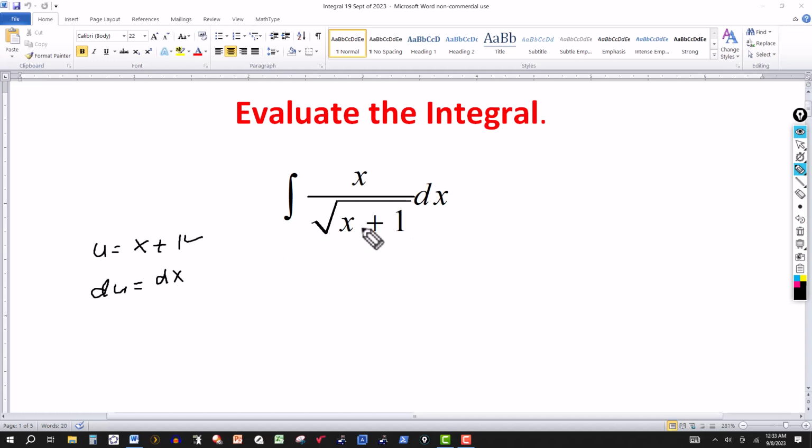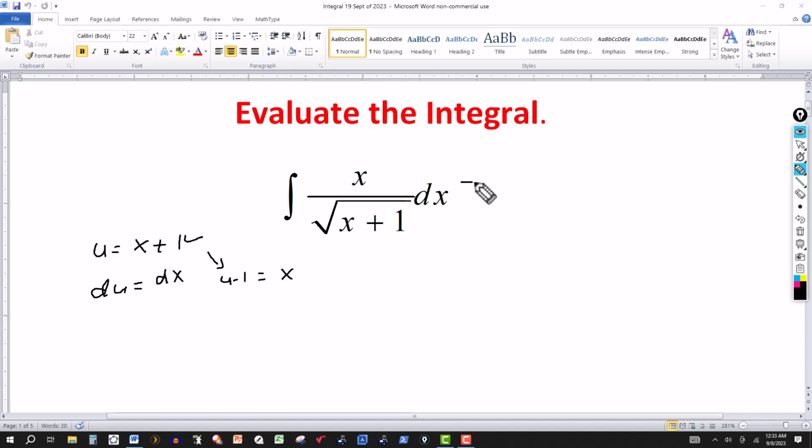That's going to be my u. I have a representation for dx in terms of the variable u. That'll be du. Can't have an x in the integral if I'm going to use a u-substitution. So from this expression here, solving that for x, x would equal u minus 1, taking the 1 over to the other side, or adding a negative 1 to both sides.